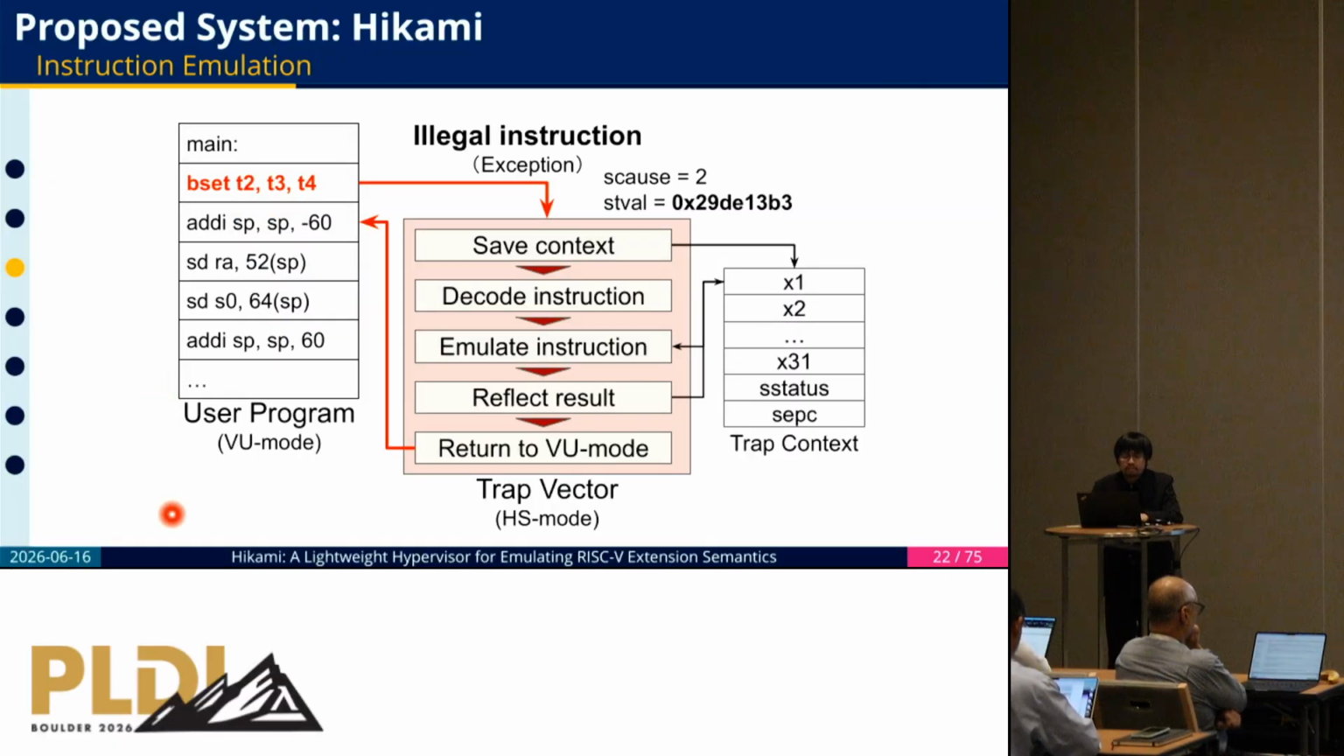For instruction emulation, when the guest executes unimplemented instructions, it triggers an illegal instruction trap to the hypervisor. The hypervisor then decodes the instruction and executes its semantics in software by updating the guest register context, and finally returns control to the guest at the next instruction.